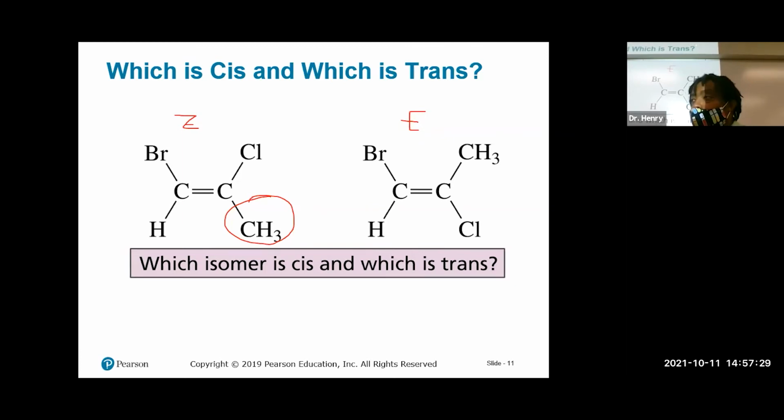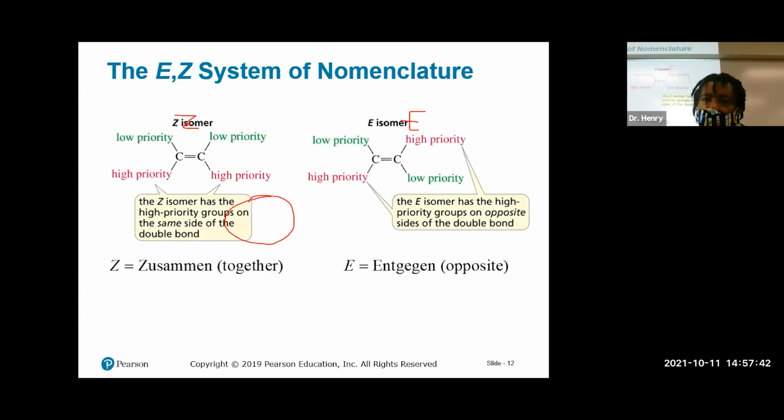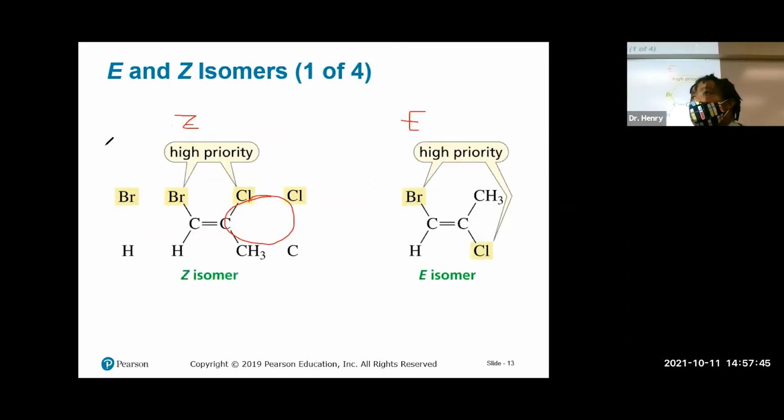Unfortunately, there are inconsistencies in OChem that they haven't quite figured out how to revamp, and that's one of those inconsistencies. You'll see that happening quite a bit, unfortunately. Okay, so this is just showing you priority, same side: this guy's our Z structure, opposites E structure. Okay, so let's do this. Let's say we have this guy.